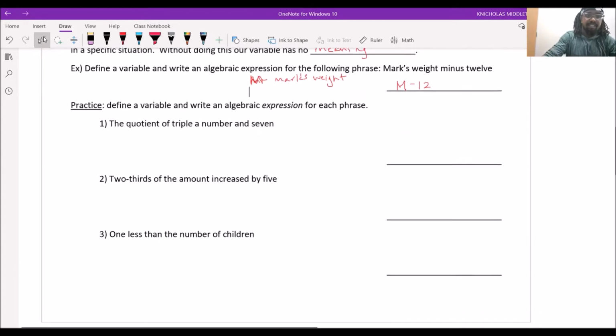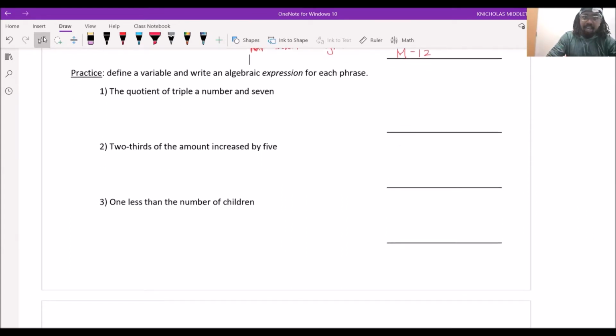Okay, let's define a variable and write an algebraic expression for each phrase. The quotient of triple a number and 7. So the variable, the thing we don't know, is a number. Quotient should mean division, of triple a number and 7. So here's what I'm going to do. Quotient, I'm dividing triple a number, use n for a number, and 7.